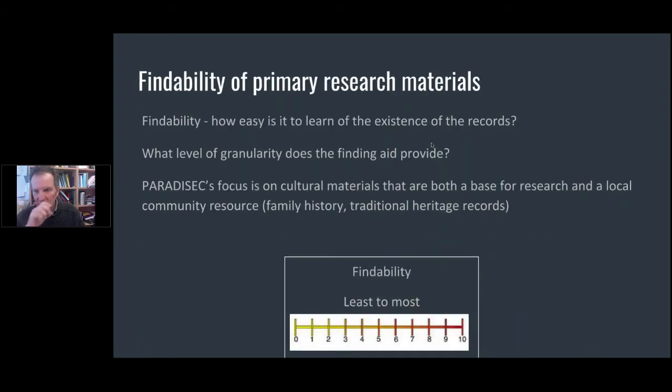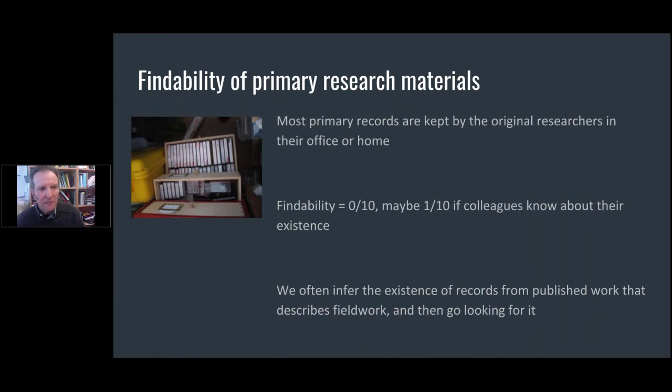So when we talk about findability, we can talk about the sort of granularity of finding. We can find collections and we can find items, and we should be able to drill down into the collection to find things that we're particularly interested in. So we can sort of characterise findability on a scale, if you like, from 0 to 10. So if we talk about research materials, primary research materials that people have in their offices or in their homes, typically the findability of those things is about 0.